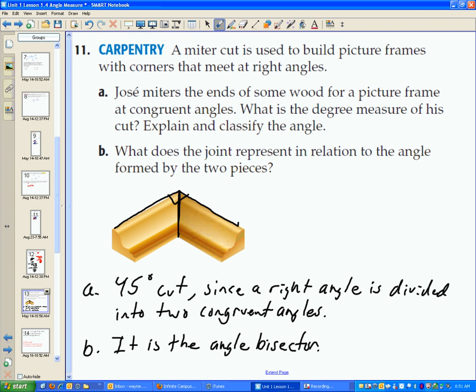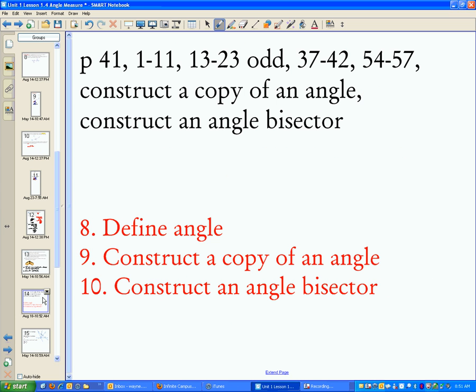Any questions? Okay. Those are the 3 learning targets we've covered. We defined angle, we constructed a copy of an angle, we constructed an angle bisector, and there's your assignment. Page 41, 1 through 11, which you should have, 13 through 23 odd, 37 through 42, 54 through 57. Make as many constructions of a copy of an angle as you need to get good at it. Make as many constructions of an angle bisector as you need to get good at it.